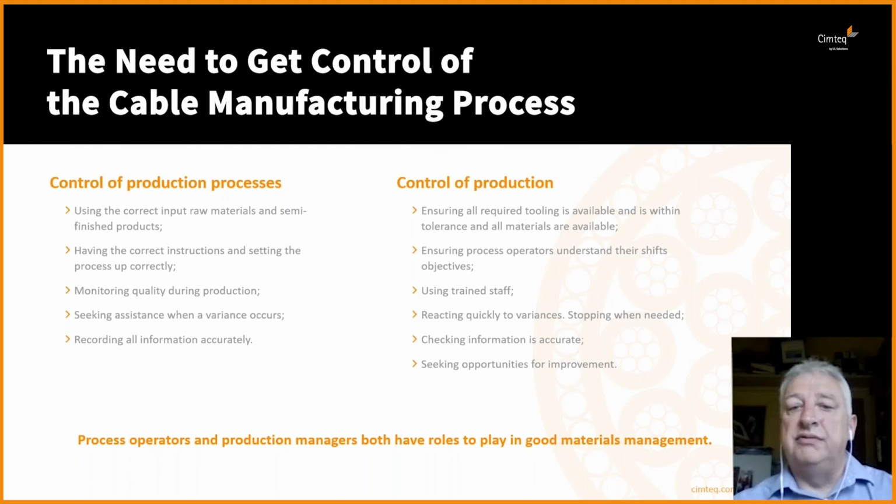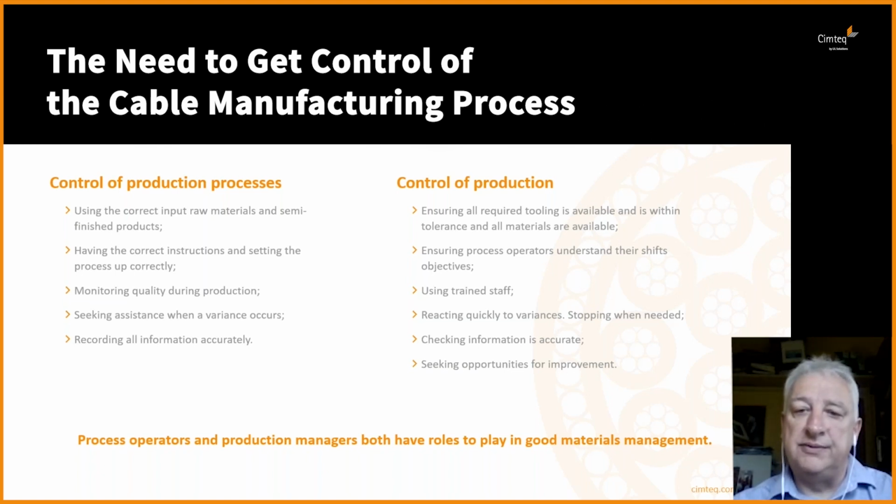So making sure the required tooling is available and it's within tolerance, and that all materials are available for the shift. That's the organizational side of production. We don't want the operators having to hunt for things urgently and then finding the wrong thing and using it. So we've really got to make sure that it's a very controlled, very visible environment, and that's the responsibility of production and supervision.